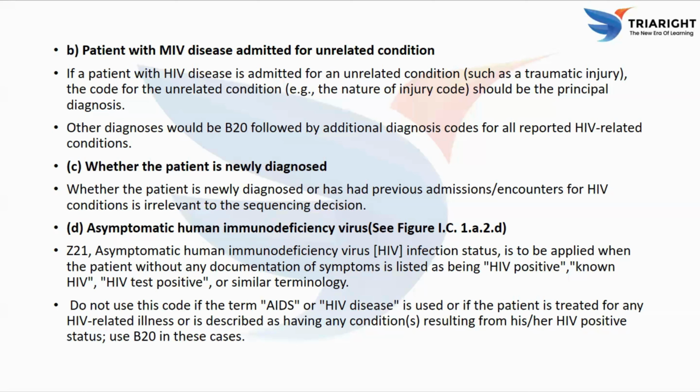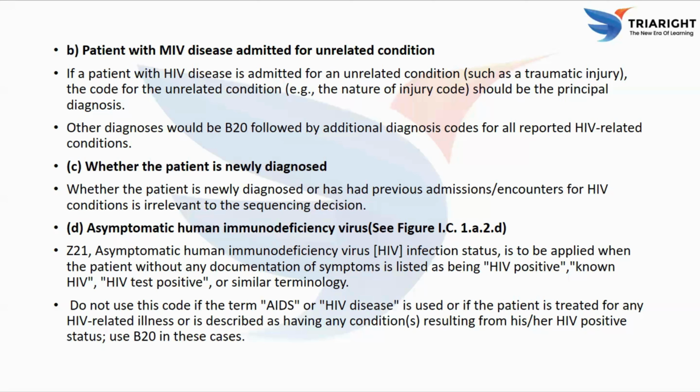Students often confuse this rule with patients admitted for HIV related problems. If the reason for admission is HIV related, B20 is principal. If the reason is not related, the condition is principal and B20 is secondary. The third guideline is whether the patient is newly diagnosed. It does not matter, as it does not change the sequencing.